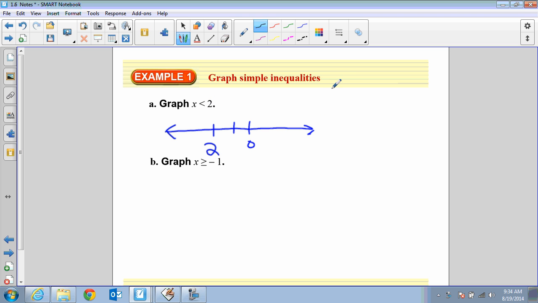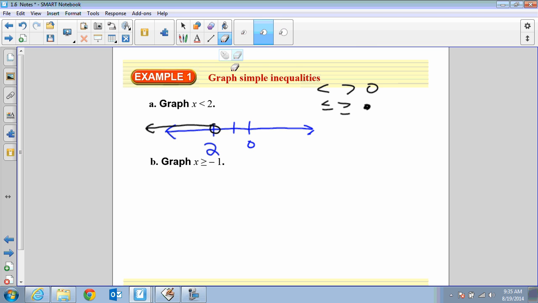But remember, if it's less than or greater than, it should be an open circle. And if it's equal to, it should be a closed circle. Okay, so this should be an open circle on 2, and then I just draw my line above just so we can see it, but it's going towards all the numbers.